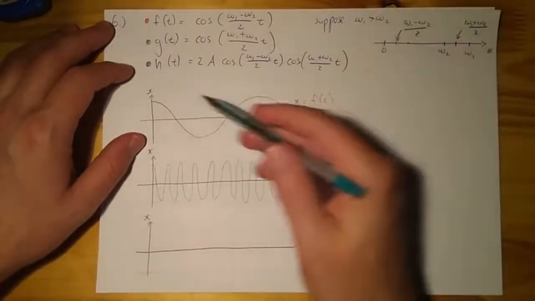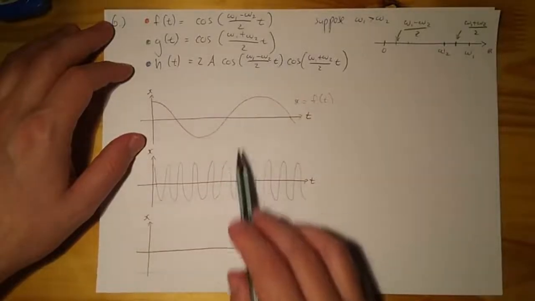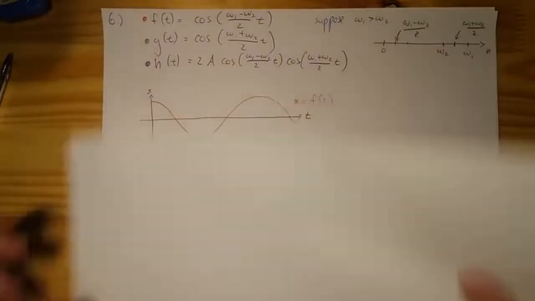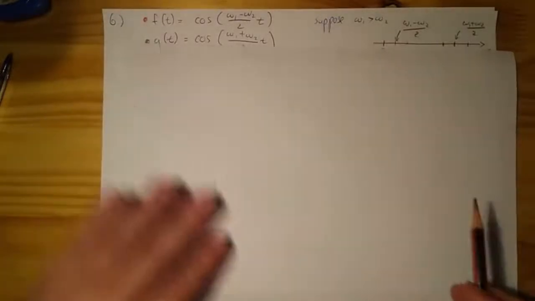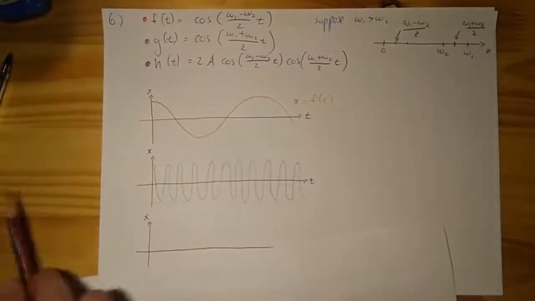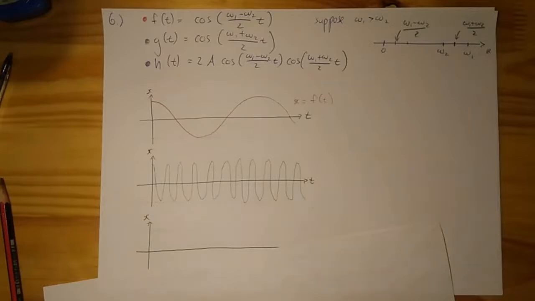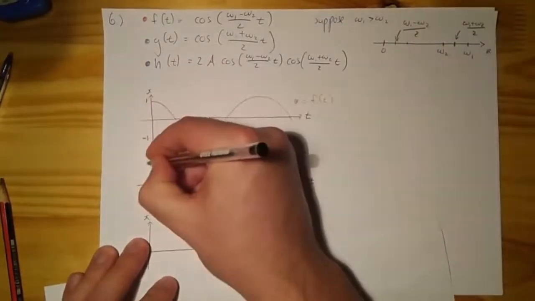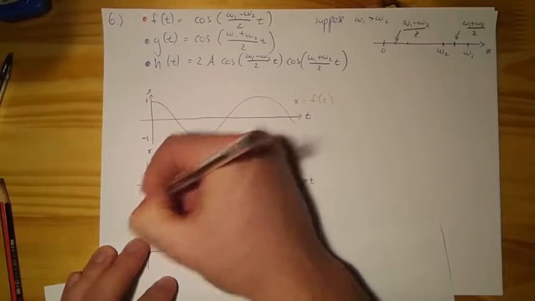Right, and now h is the product of these two. So what's the product of these two going to look like? Okay, for that, just get a blank piece of paper somewhere. Note first of all that these two values are going to be between 1 and minus 1, both of them, of course.